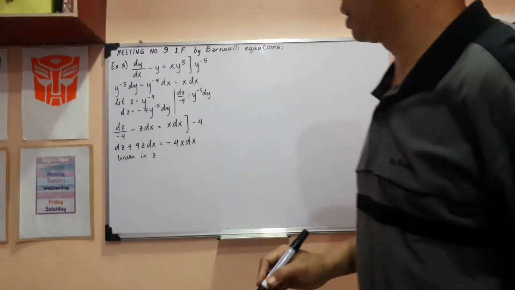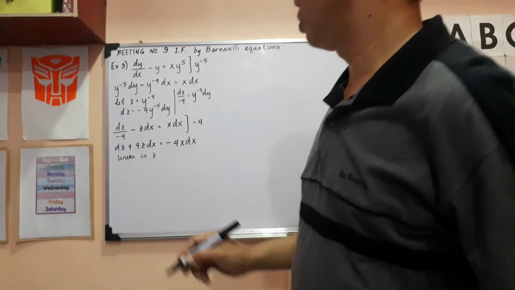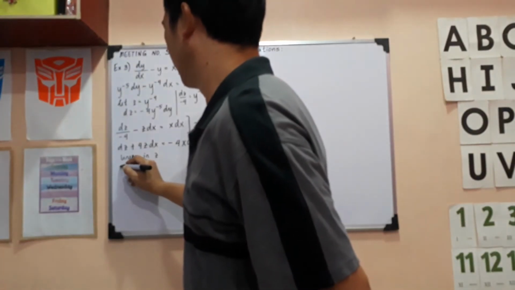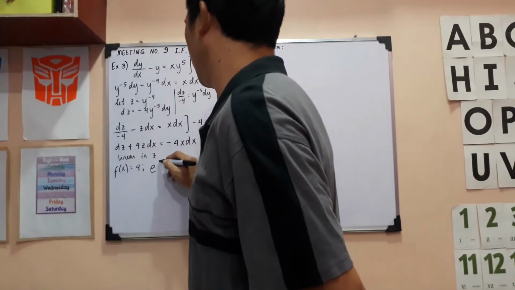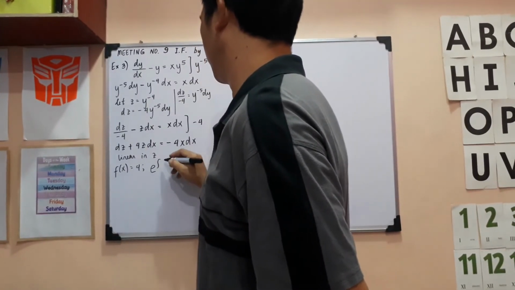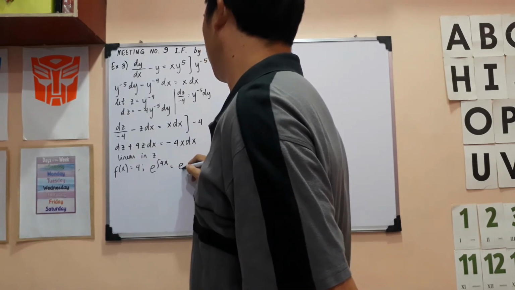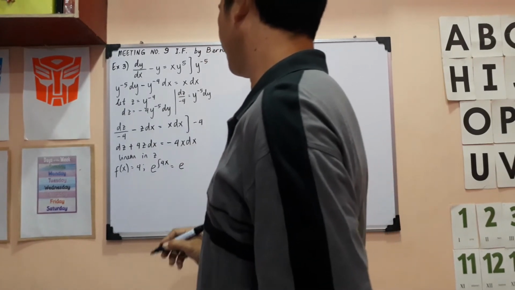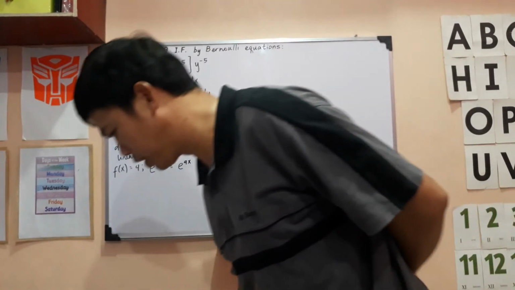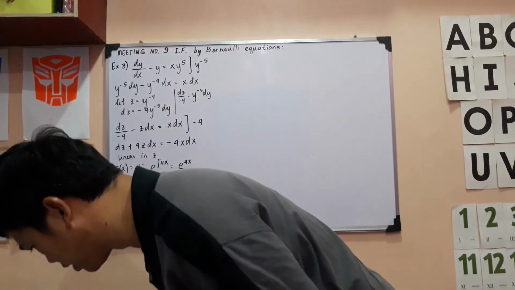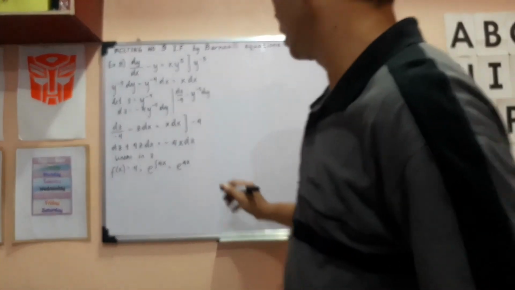So ano yung ating multiplier? So we have the function of x is equal to 4 only. So e raised to the integral of 4 dx is equal to e raised to 4x. Okay, check natin kung e raised to 4x ang ating multiplier. So e raised to 4x, tama. Okay, so now multiply natin dito.